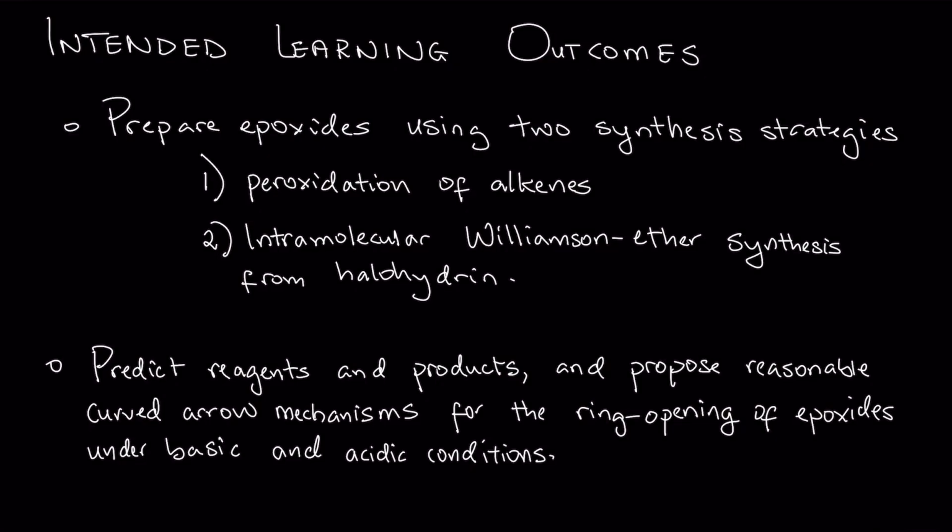Okay, so in summary, what we have done so far is we've learned of two strategies for preparing epoxides, through peroxidation of alkenes and through an intramolecular Williamson ether synthesis from a halohydrin. And then we figured out there are two ways to open up epoxides, under basic conditions or under acidic conditions. Either one of those will get you to an opened up epoxide, but there are some regiochemical outcomes here that are a little bit different based off of the conditions in which you are doing your ring opening. So it's important to take note of that specific aspect of the ring opening mechanisms.